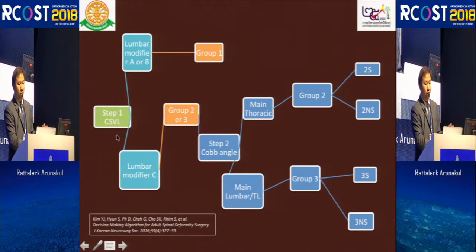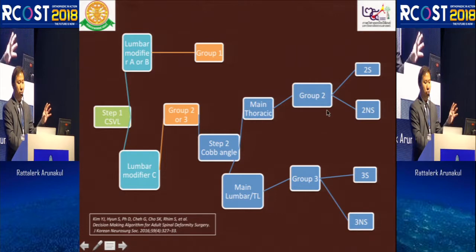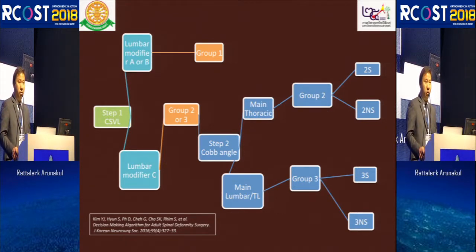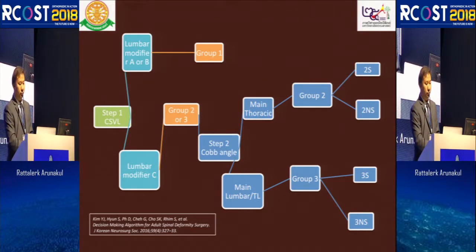I will talk about it more like this. Step 1, draw the CSVL. If it's lumbar modifier A and B, go to group 1. If lumbar modifier C, go to group 2 or 3. Then step 2, you measure the Cobb angle. If the main thoracic has the bigger Cobb angle, you go to group 2. And then they divide each of groups 2 and 3 into selective fusion or non-selective fusion.